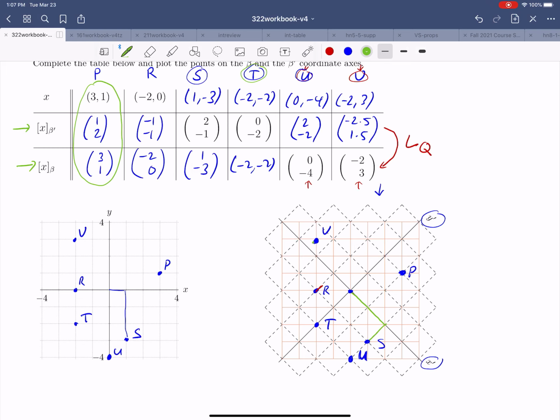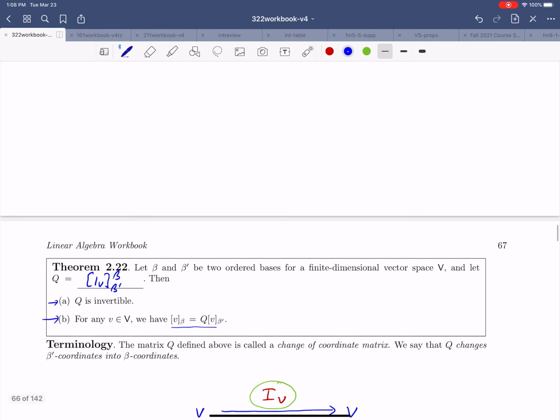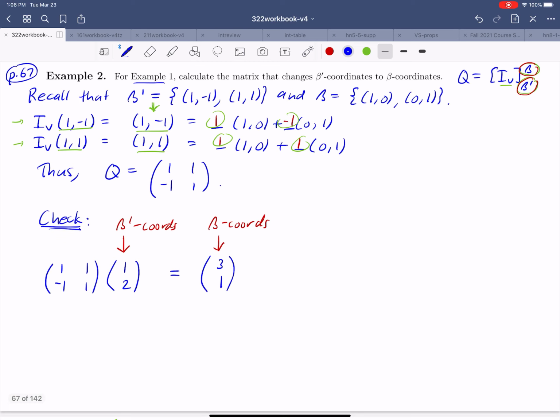We can try that experiment again, this time with the (-1, -1) vector. Let's see what happens. There's our change of coordinate matrix, (1, -1, 1, 1). If we take it times (-1, -1), those are the beta prime coordinates that we just pointed to, we do our matrix multiplication again. This time we're going to get 1 times -1 plus 1 times -1. That's -2. And then -1 times -1 is 1, minus 1 gives us a 0.